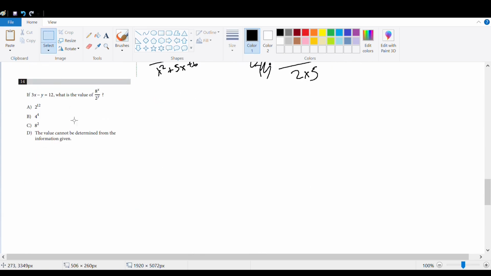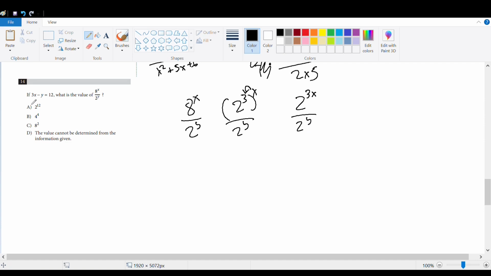And 14. If 3x minus y is equal to 12, what is the value of 8 to the x over 2 to the y? So first off, let's just write it out again. 8 to the x over 2 to the y. So we want these two bases to be the same, because that makes us able to cancel out exponents, because you could do that when the bases are the same. So this is just 2 to the 3 to the power of x over 2 to the y. And then because 2 to the 3 is being raised to the power of x, you could just multiply 3 by x, so we get 2 to the 3 times x over 2 to the y.